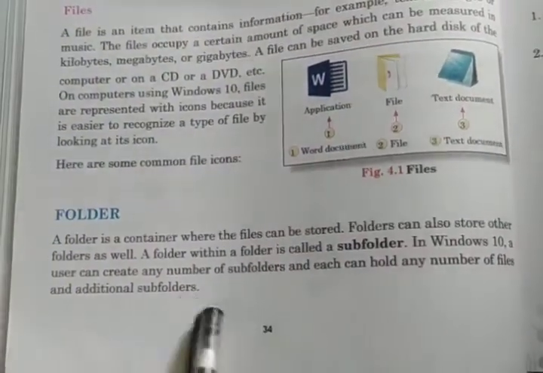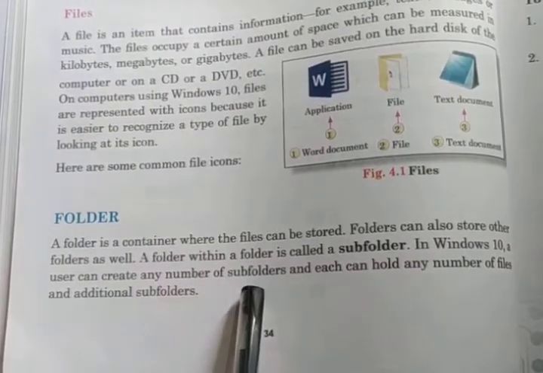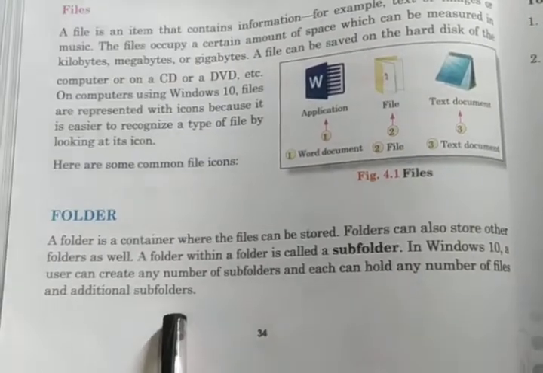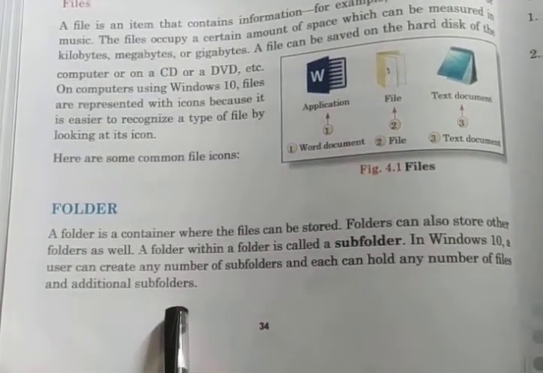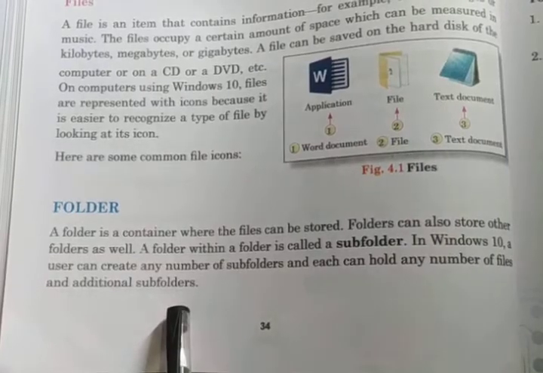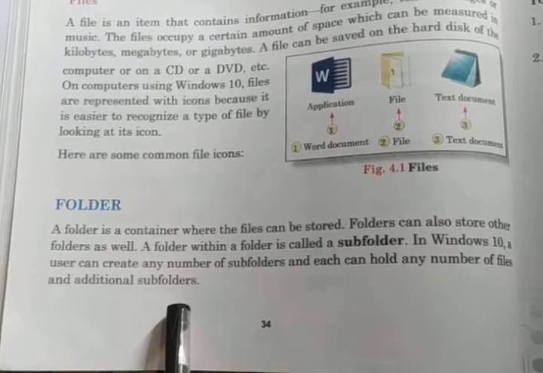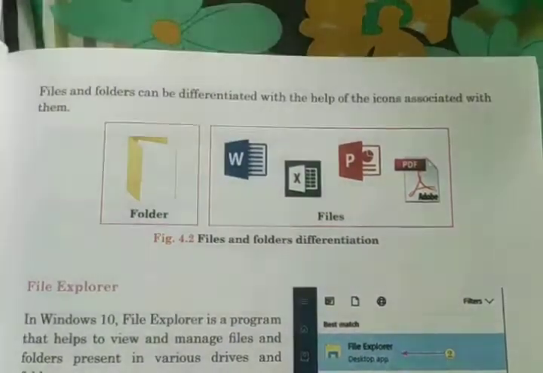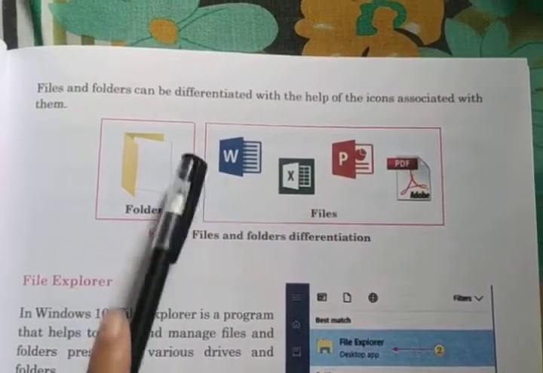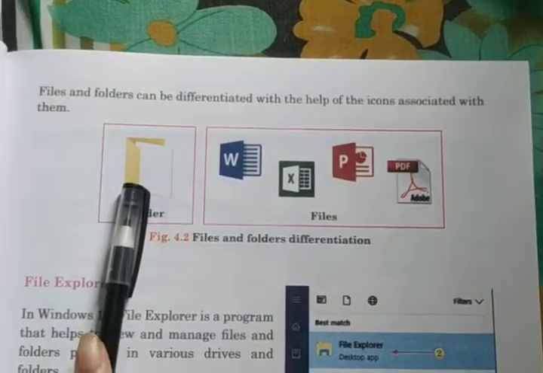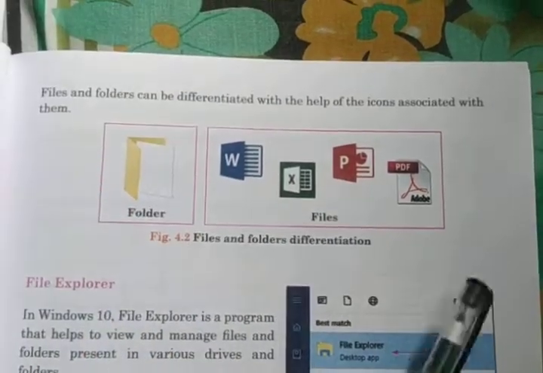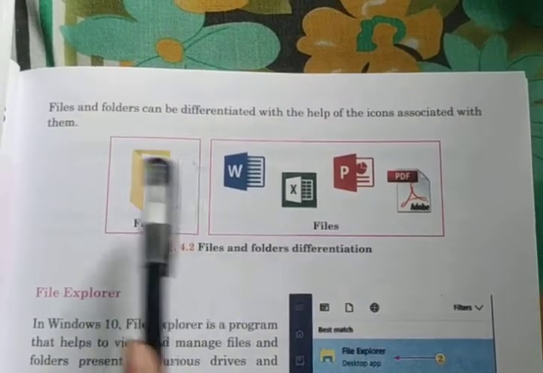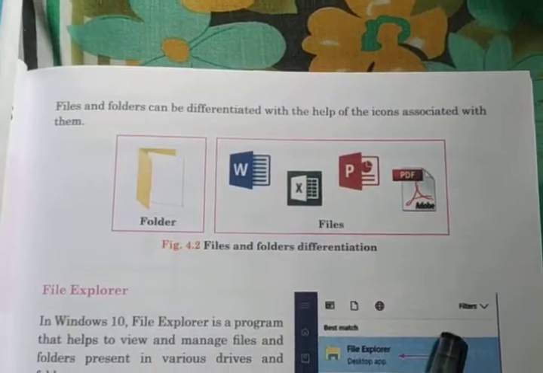ठीक है, in Windows 10 a user can create any number of subfolders and each can hold any number of files and additional subfolders. So you can create any number of folders within a folder, and each subfolder can contain any number of files or additional subfolders. Files and folders can be differentiated with the help of the icons associated with them. Like this is a folder, and these are the files: Word document, Excel document, presentation, PDF. These are files and these are folders. So this is how you can differentiate between them.